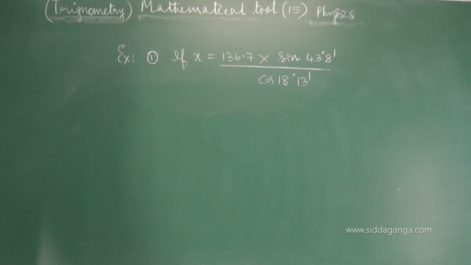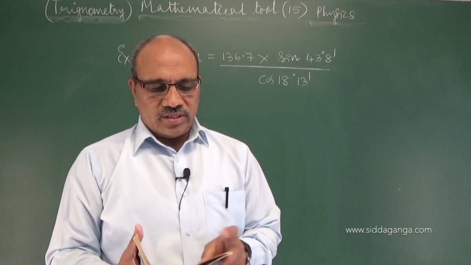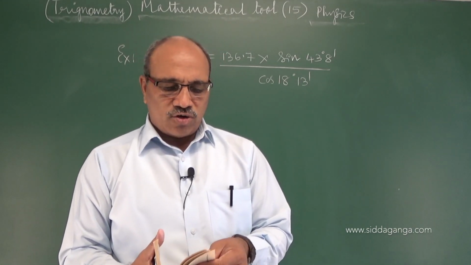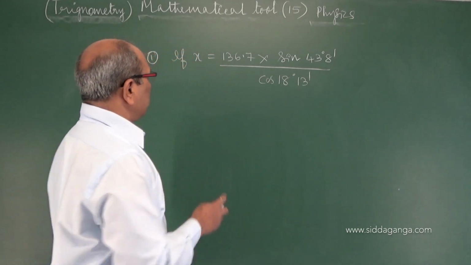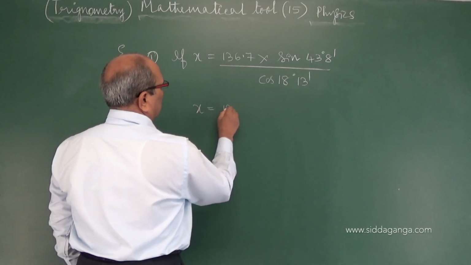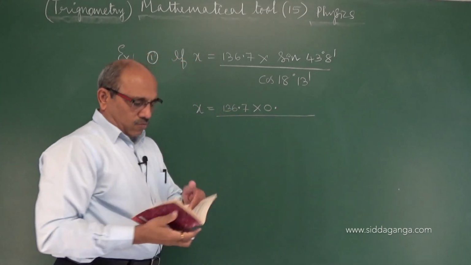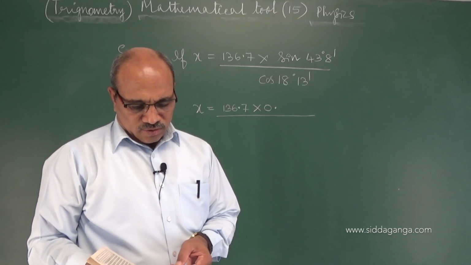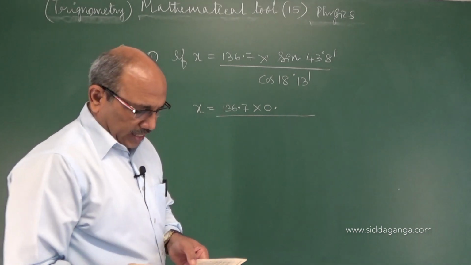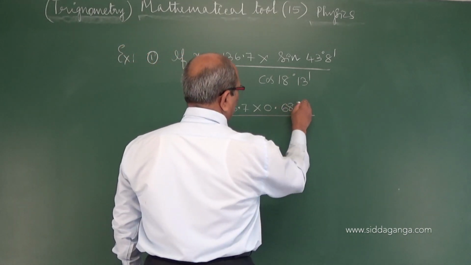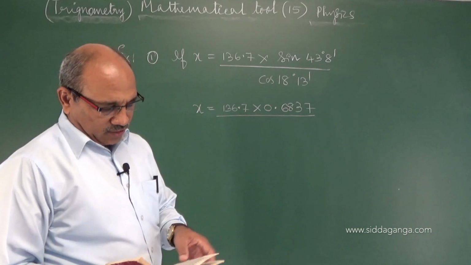So let's go to the problem that depends on seeing the log. First we have to find the sine and cos values, then we can use the log table to come to the solution. So natural sine, we want 43 degree 8 minutes to find the value of x. 136.7 into 0 point something. 43 degree 6 minute is around 6833, and 4 more gives 6837, and cos 18 degree 13 minute.